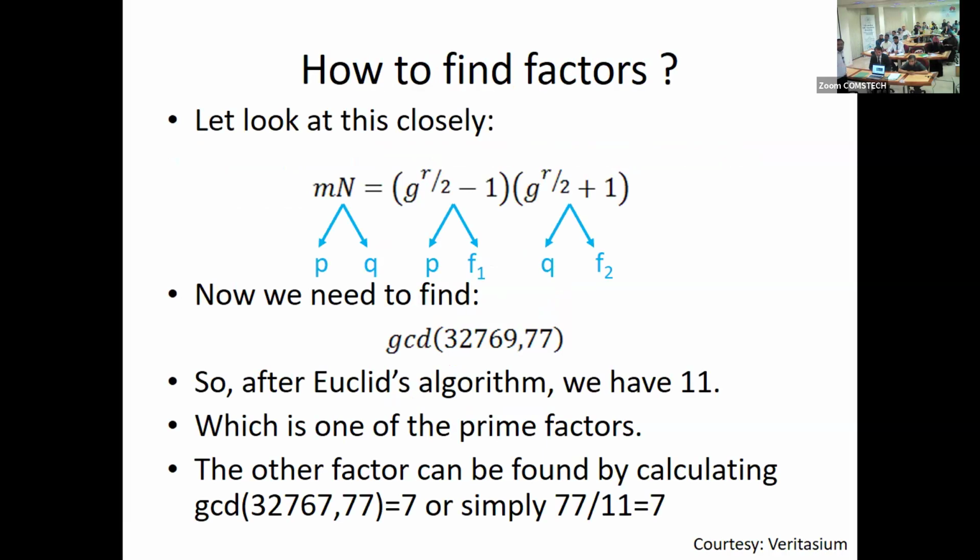Okay, so once I have this one factor, I can find the other factor simply by 77 divided by 11, or I can again GCD the other one. So first I did this, now I'm going to do this. If I do GCD of this, I will end up getting 7. So now I have both numbers, 7 and 11. These were my two factors.